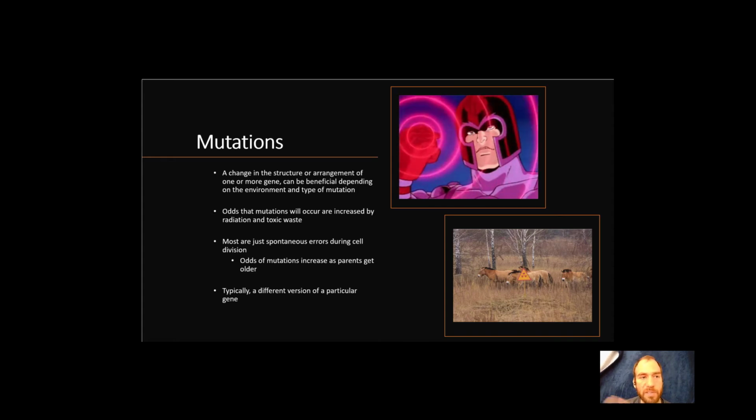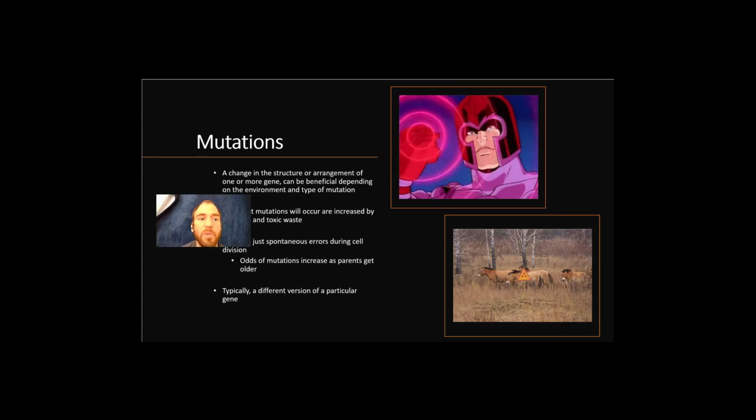Mutations. This is another way that genes are changed. Mutations are a change in the structure or arrangement of one or more genes. They can be beneficial depending on the environment and type of mutation. Odds that mutations will occur are increased by radiation and toxic stress. Most are just spontaneous errors during cell division. Odds of mutations increase as parents get older, typically a different version of a particular gene.